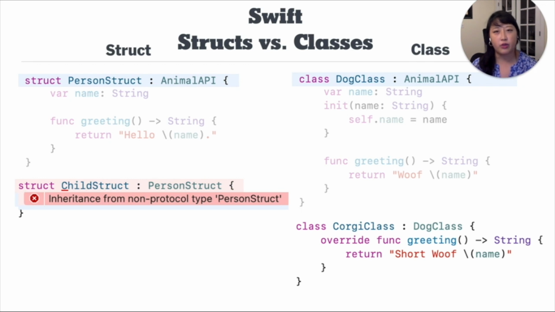Another difference between structs and classes is that classes can inherit from other classes or be inherited from, unlike with structs where we cannot inherit or be inherited from. Now, both structs and classes can implement protocols, but only classes can do inheritance.